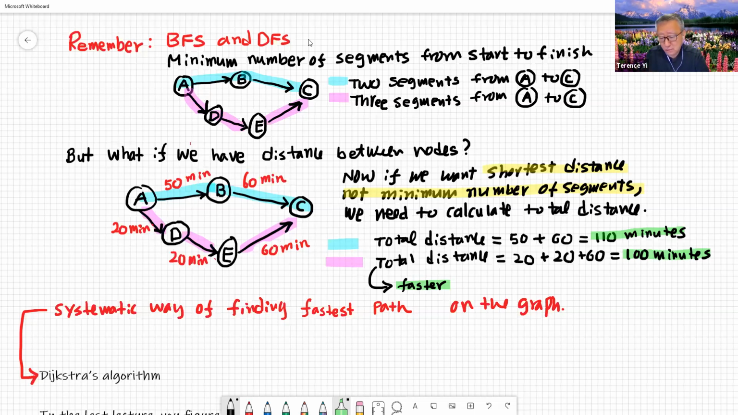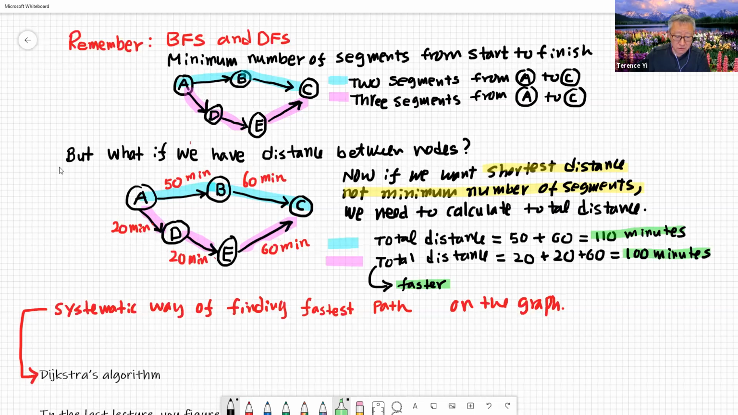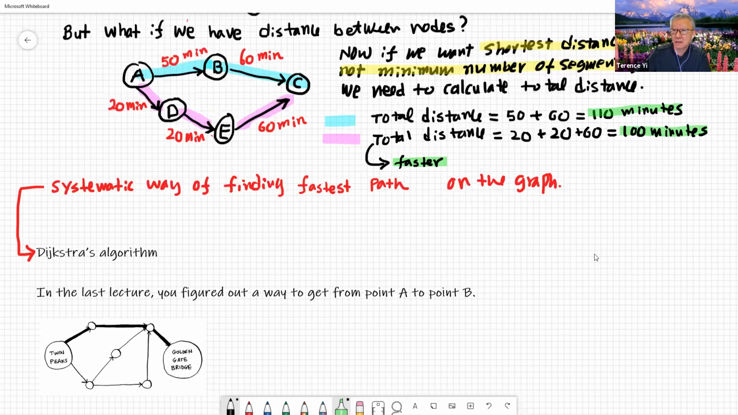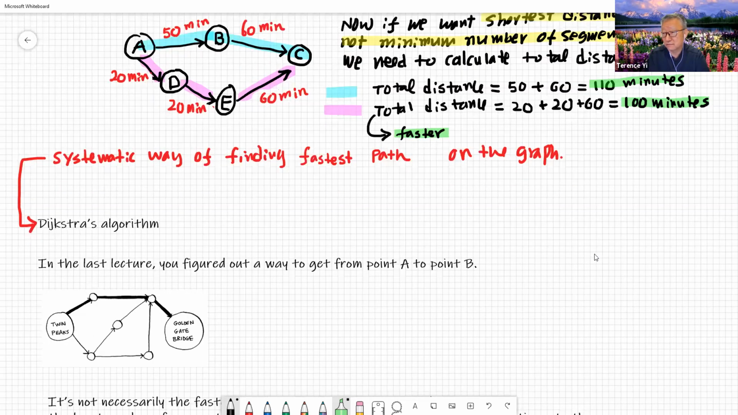So we want to know, if the graphs are weighted, what would be the systematic way to find the fastest path from point A to, in this case, point C. So the one way we can do that is what we call Dijkstra's algorithm. This is going to give us the systematic way to find the fastest path from the graph.